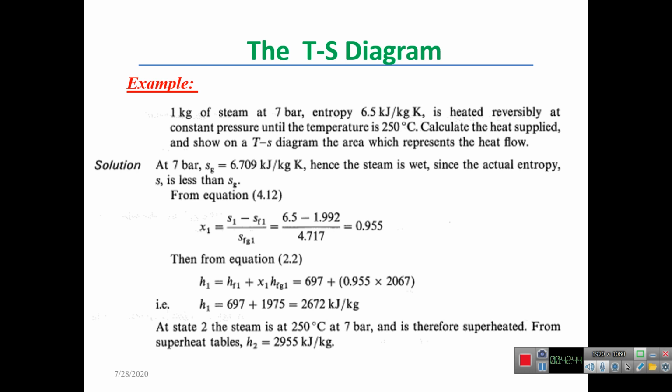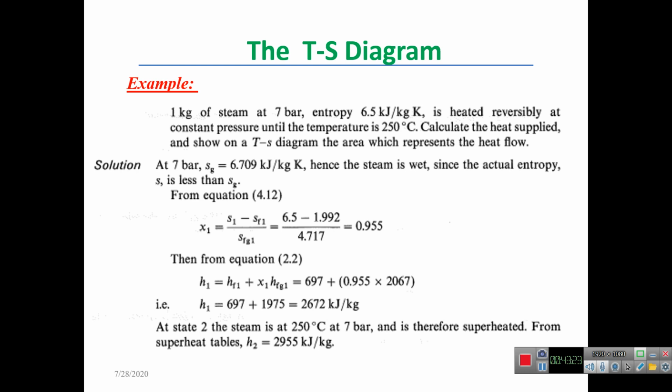Now, for wet steam, we need to find X in order to be able to calculate the properties. Because it's not given in the question, to calculate it we will use the equation which you have generated earlier on, which says X is equal to S minus Sf divided by Sfg. So at state 1, we can say X1 is equal to S1 minus Sf1 divided by Sfg1.